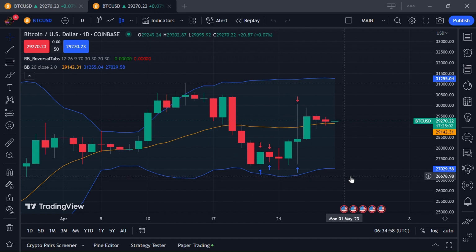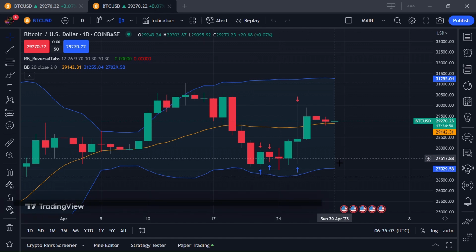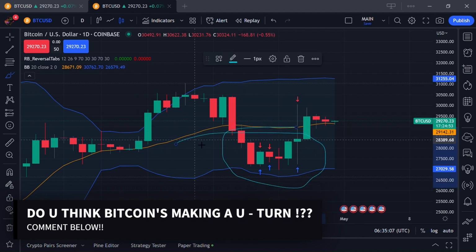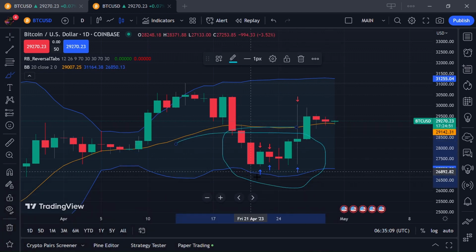Today I'm going to give you a major alert that Bitcoin is making a U-turn. If we look over here, we can see Bitcoin was being oversold. Basically, it reached the lowest band of the Bollinger Band.